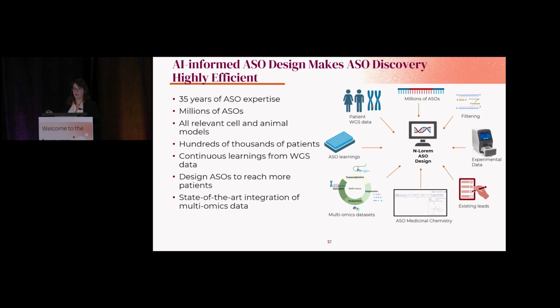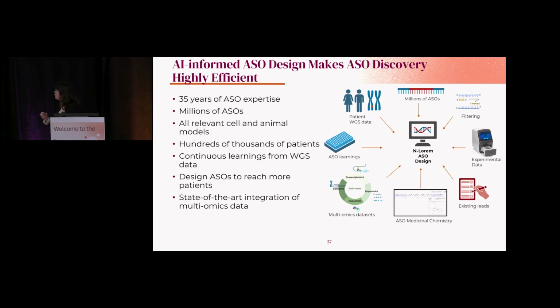And what goes into that algorithm is what Stan was saying, right? Everybody talks about AI. You have an algorithm. The question is, what kind of data do you put into the algorithm for the algorithm to actually work in a good manner? We are putting in 35 years of ASO expertise and millions of ASOs. We are putting in all relevant cell and animal models, hundreds and thousands of patients, and also our continuous learnings from whole genome sequencing. The whole genome sequencing data are the ones that really allow us to make this allele selective ASO.